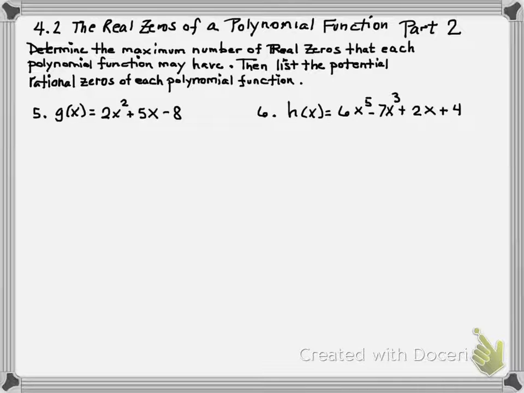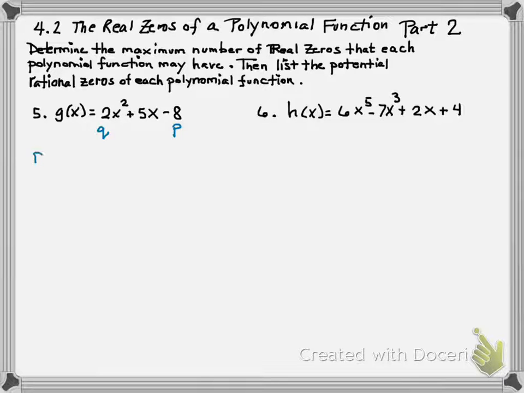Alright, number 5, g of x equals 2x squared plus 5x minus 8. I think I'll do the number of zeros last, and I'll make my list first here. So for my p's and my q's, just remember that this first coefficient, this 2 over here, has to deal with the letter q, and the 8 has to deal with your letter p. It's not alphabetical order, that's why you have to be so careful.